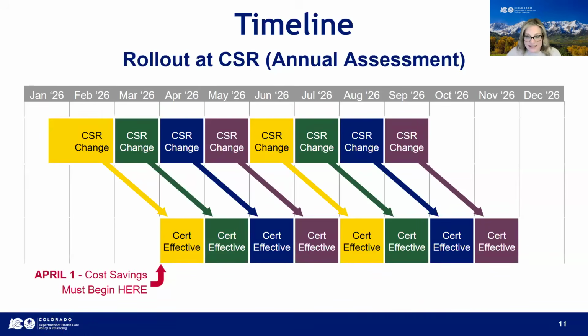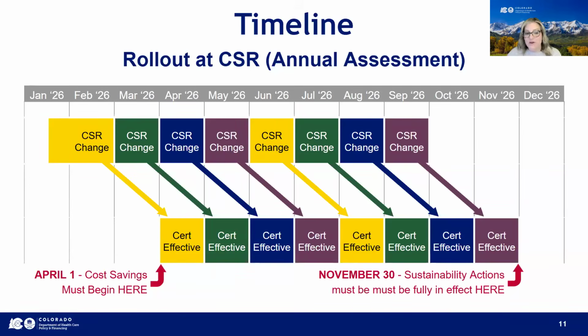The first date is April 1st. This is when the first changes need to be effective and the cost savings that we've discussed must begin. So these changes begin with members that have effective start dates of April 1st and forward. The second date to remember is November 30th. That's when all of our sustainability actions must be fully in effect.